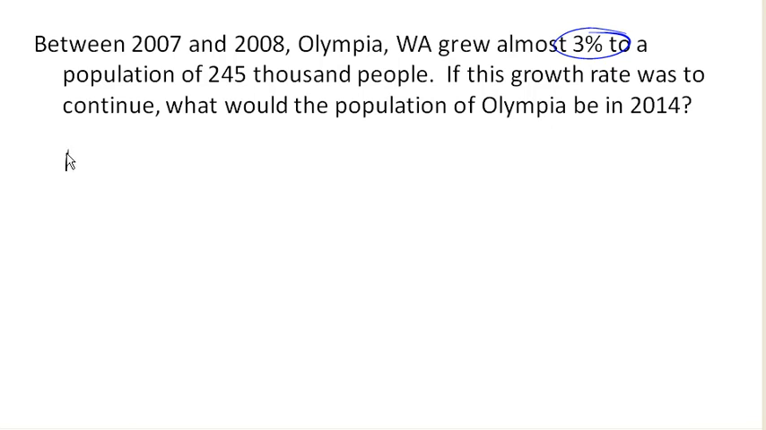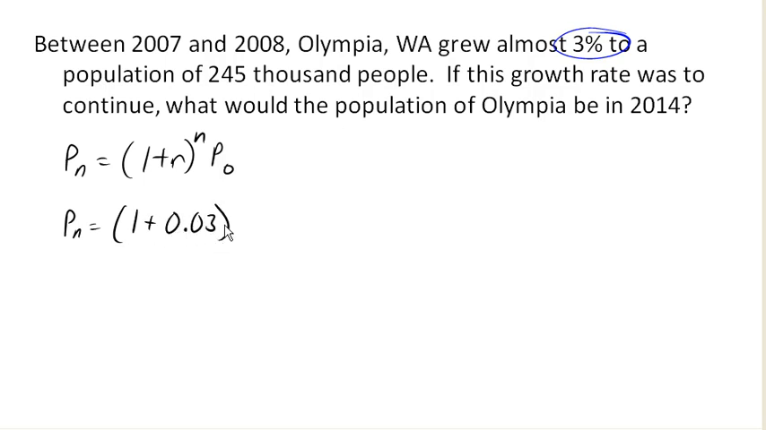And so we're going to go ahead and use our P_n equals (1 plus r) to the n times P_0 explicit growth model for this population. So remember, r is the percentage growth rate written as a decimal, and so in this case it is 3%, so we're going to go ahead and write 0.03, raised to the n power, and P_0 is our initial population. The only initial population we have here is 245,000. So we'll go ahead and say P_0 is 245,000.